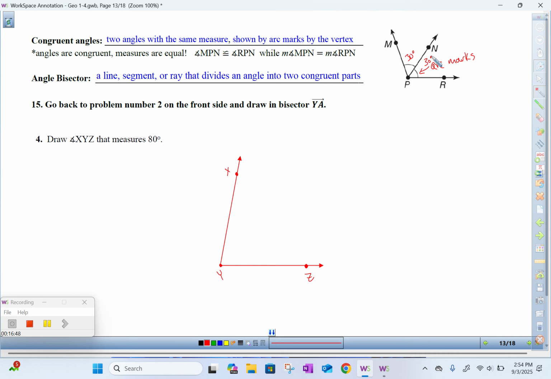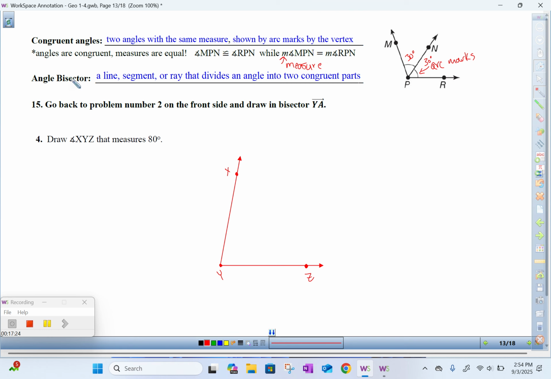Just like with our segments, we're going to write them out different ways depending on whether we use the congruent sign or the equal sign. So we can say the angle MPN, this one, is congruent to RPN, or we can say the M, which stands for the measure of angle MPN, is equal to the measure of angle RPN.